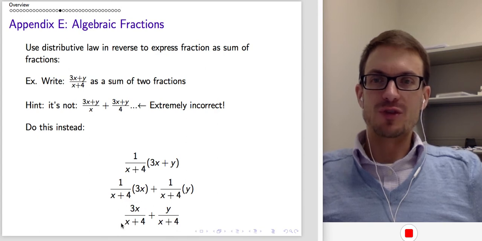Okay, so look at this result right here. This is the correct way to write this thing as a sum of two fractions. And remember, this was not at all correct. See how we have very different denominators?